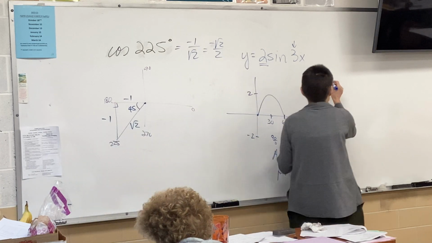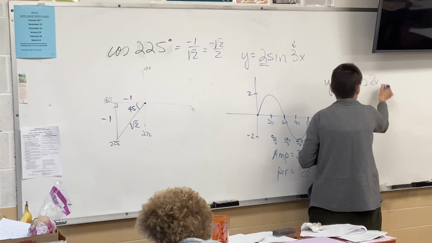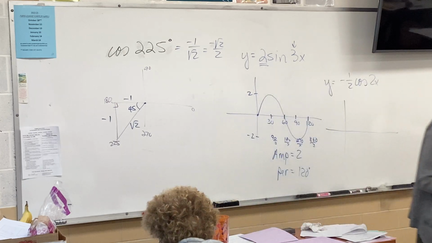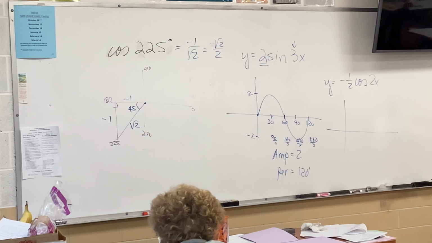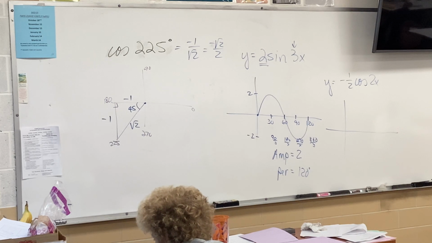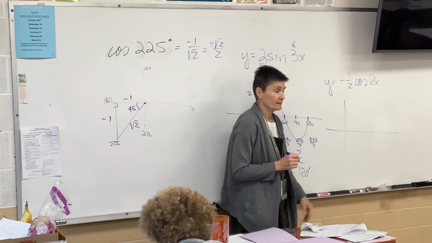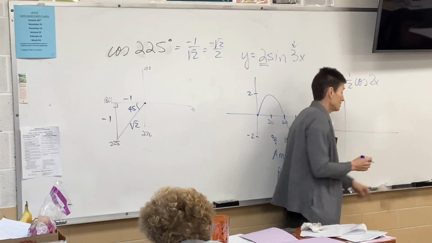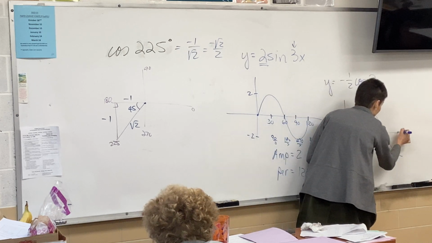What about this one? Well, first of all, you need to pay attention that it's negative. What impact does the negative have? Turns it upside down. So, remember what a cosine normally does. A cosine normally starts up here. Well, this one's going to start at the bottom of the valley and end at the bottom of the valley.